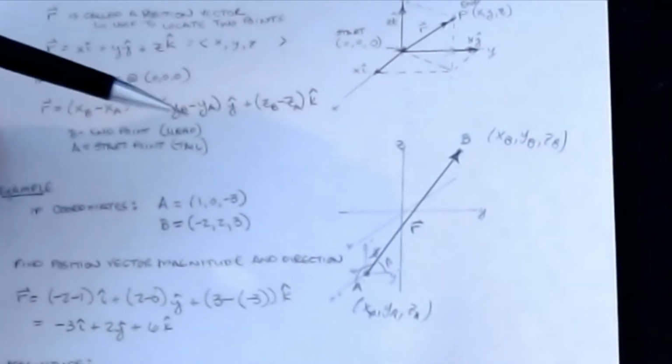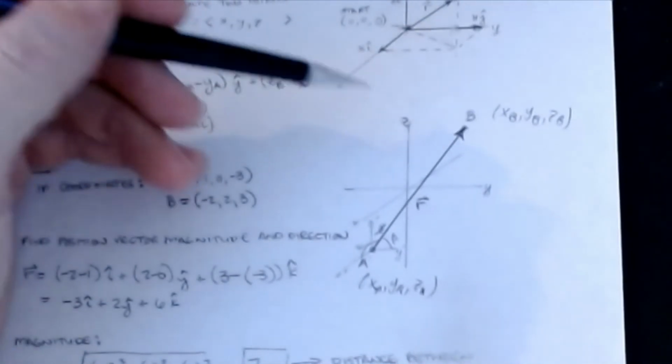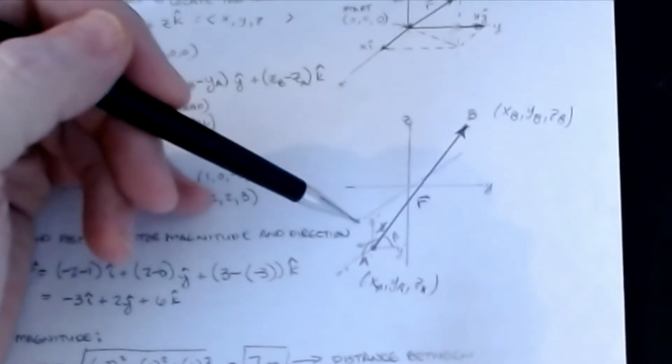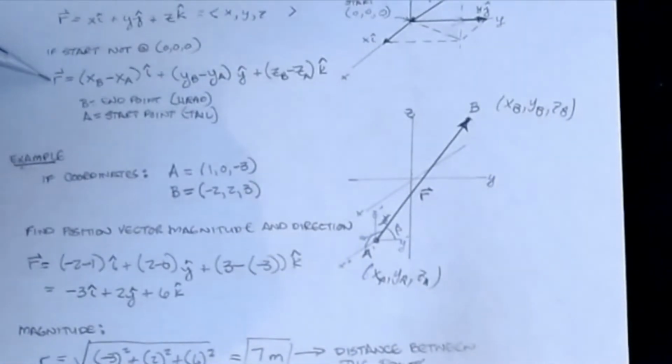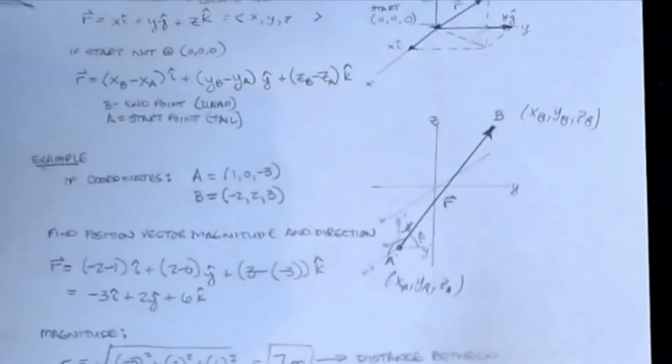Okay, because at the end of the day, the mathematics will all take care of itself as long as I maintain that orthogonality and that right-handedness. All right, so what we're going to do then is define this. All we're doing is taking the endpoint B minus the start point A for all of the I, J, and K unit vector directions.